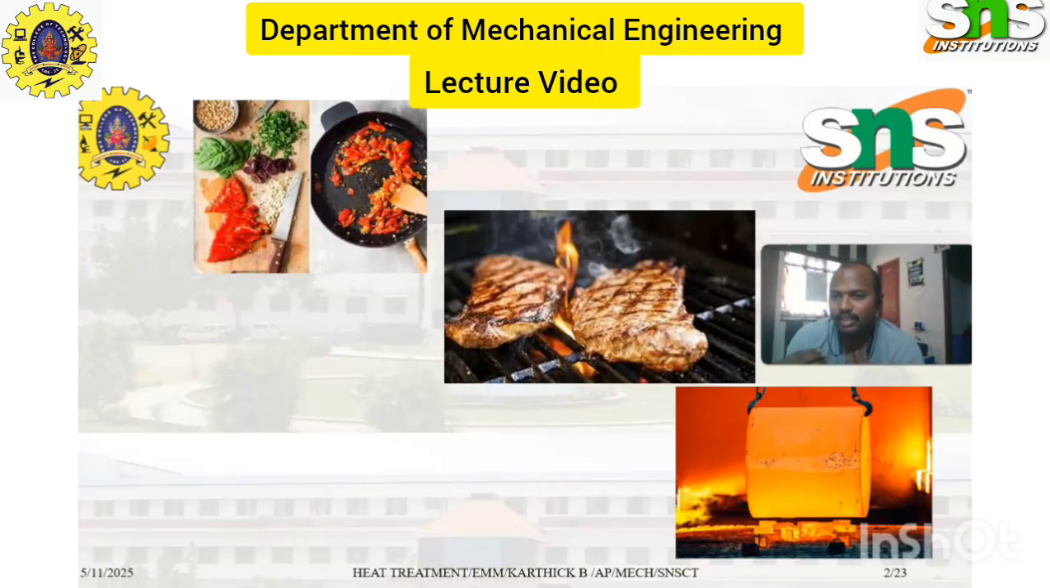It means it will be made to cook. Second, here you can see the meat is getting softened. In the third picture, you can see the material is getting red hot so that we can alter its properties. So in these three pictures, the common thing is that we are heat treating, we are treating the material by using heat.